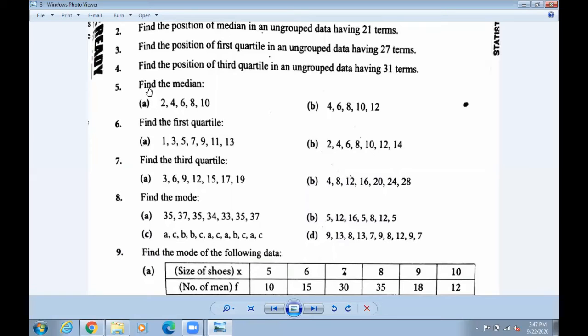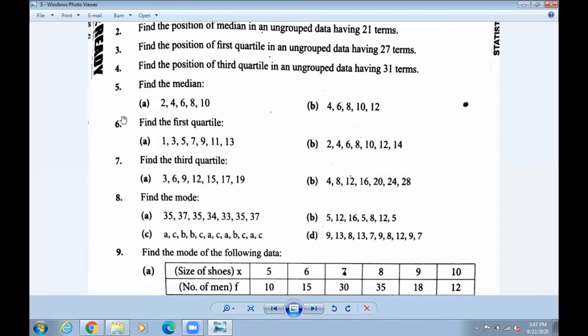So let us go to number 5. Find the median. So how many numbers are there? 1, 2, 3, 4, 5. 5 numbers are there. n equals 5. So what is the formula of median? The formula of median is (n plus 1) by 2 th item.